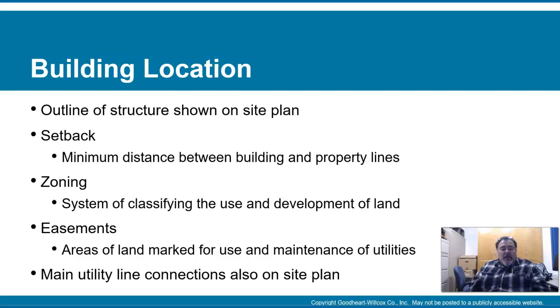Easements are areas of land marked for the use and maintenance of utilities. Like a utility road, so PG&E can go through your property, or the neighbor can access his property and his driveway. If you share the same driveway, you have an easement. You cannot block that driveway. You have a legal easement, meaning you're giving someone the legal right to pass through only on that particular space. Main utility lines or connections also show on a site plan.